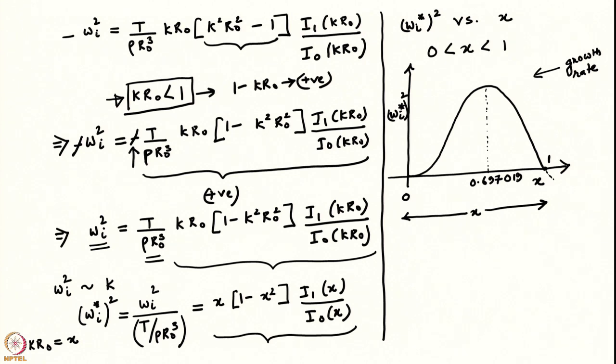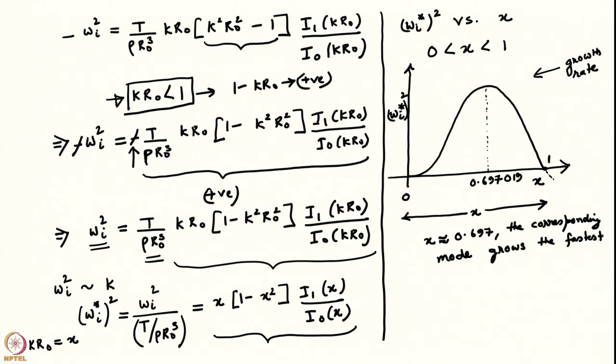What does this mean? This means that at x is equal to 0.697 approximately, the mode whose x is 0.7, the corresponding mode grows the fastest. What are the implications of this?